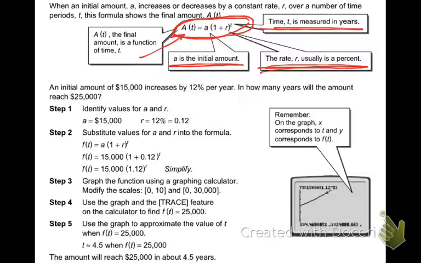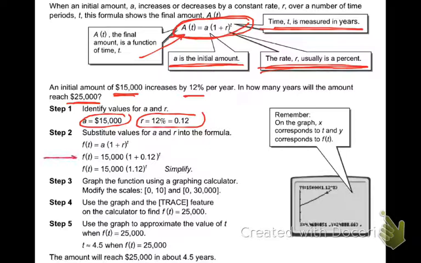So an initial amount of 15,000 increases by 12% per year. In how many years will the amount reach $25,000? Okay, great question here. So what's my initial amount here? What's my starting amount? I'm starting with 15,000. What is my rate? 12%. Now, anytime I do this, I always want to convert it to a decimal. How do I convert a percent to a decimal? Move the decimal 2 places. Nice job. So I substitute those values in.